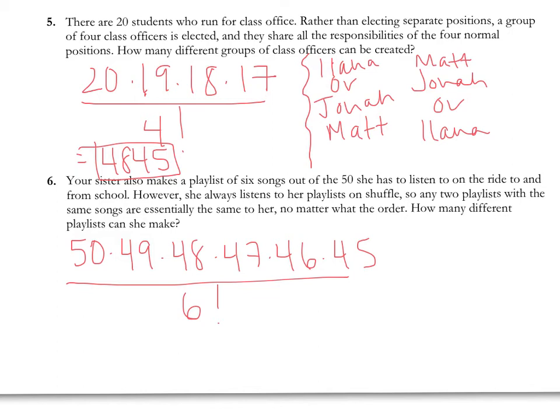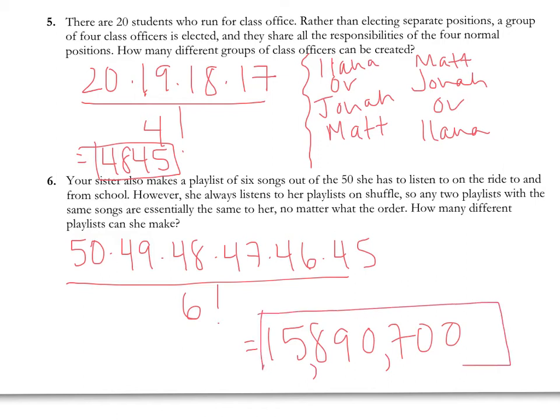So then we can plug this into our calculator, and let me see if it's such a big number that it gives you scientific notation. Nope, so this does end up being a big number, but you can write it down. So you end up getting this number here: 15,890,700. So that's how many different playlists she has.